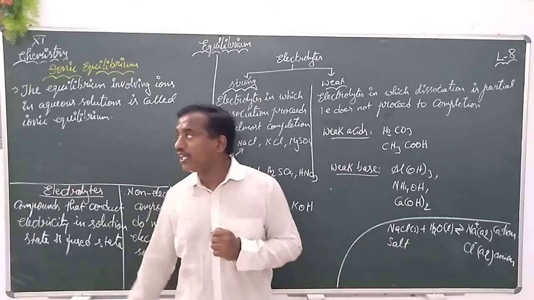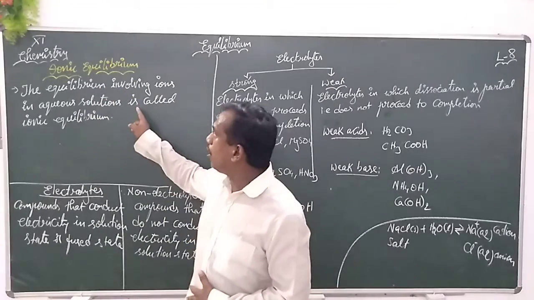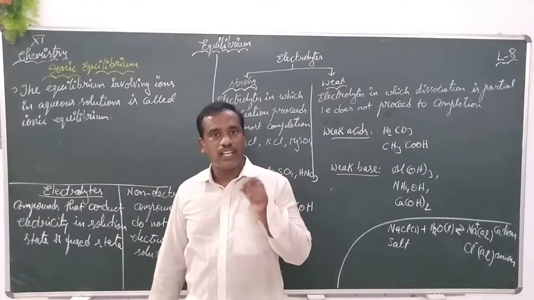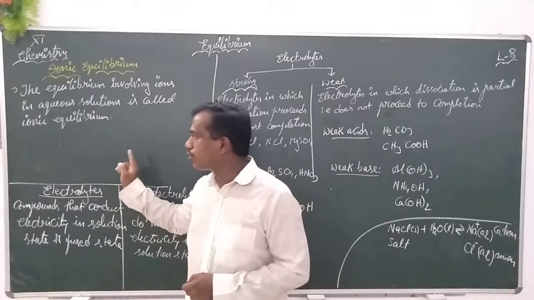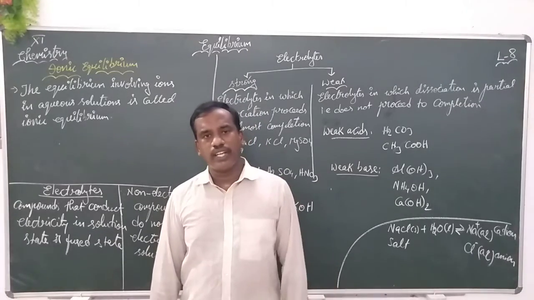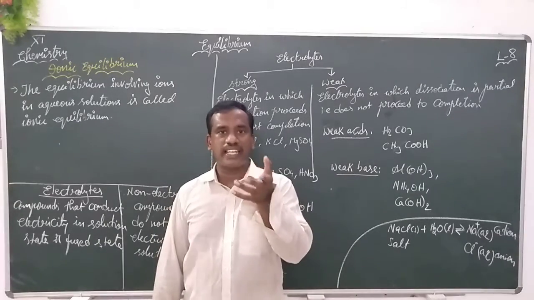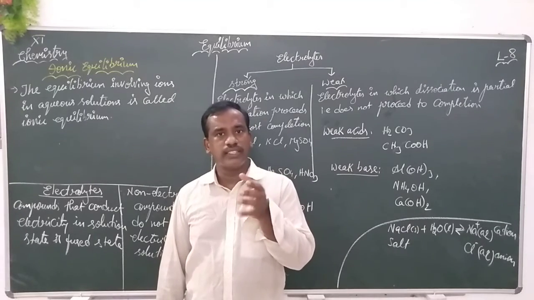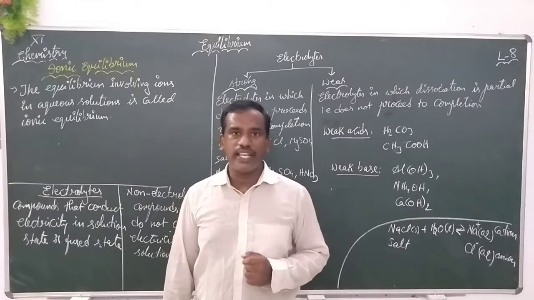So let's go for the definition here. What is meant by ionic equilibrium? The equilibrium involving ions in aqueous solutions. Once again, the equilibrium involving ions in aqueous solutions is called ionic equilibrium. For the best example we can take sodium chloride and water. We can take not only sodium chloride. You can take citric acid that is taken from lemon juice, or ascorbic acid that is taken from orange juice. These all are organic acids.